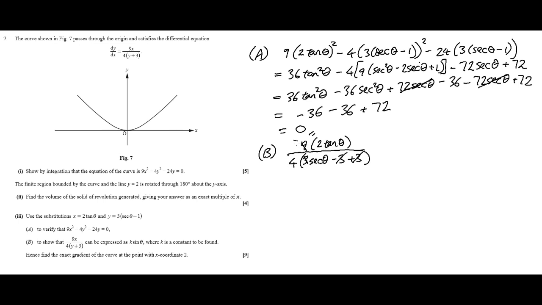9 cancels with 3 to get 3. 2 cancels with 4 to get 2, which leaves me with 3 halves of tan theta over sec theta. Sec theta is 1 over cosine theta, so you multiply by cosine theta if you divide secs. And tan is simply sine over cos, and the cos theta can cancel out to give me 3/2 of sine theta. And therefore we can conclude that the value of k is just 3/2, which gives us another 9 marks.